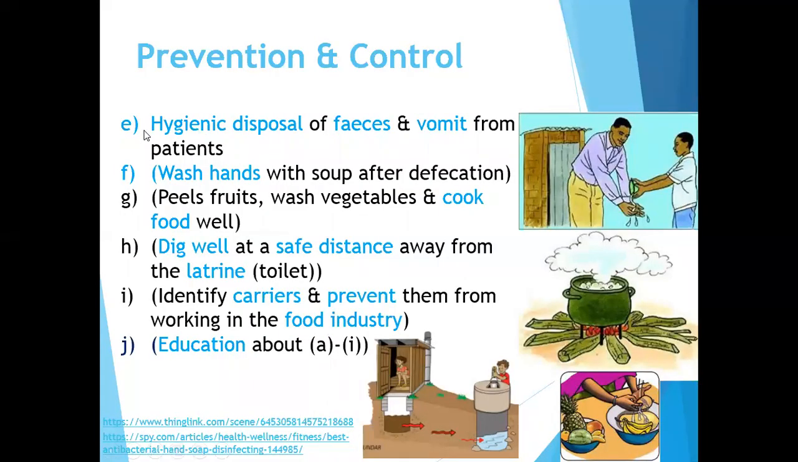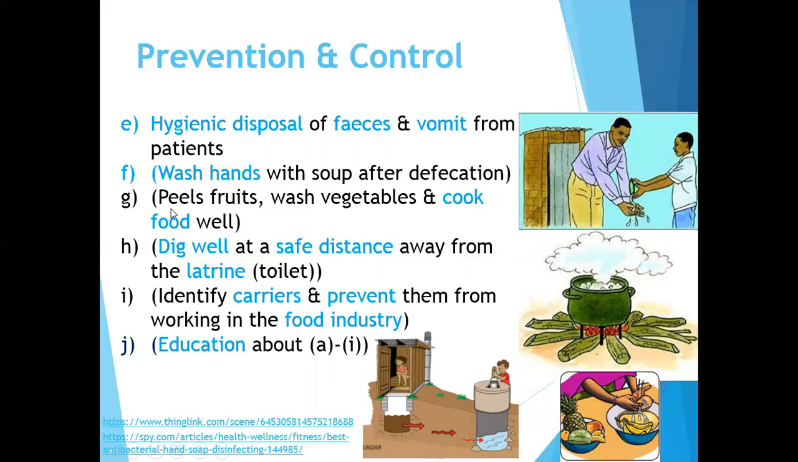Now, we also have E, hygienic disposal of feces and vomit from patients, because those feces and vomit from patients will definitely contain Vibrio cholerae, so we have to dispose of them hygienically. You cannot simply throw it anywhere. We have to maybe wrap it up in a plastic bag and throw it. F, wash hands with soap after defecation. So after going to the toilet, you have to wash hands with soap and water.